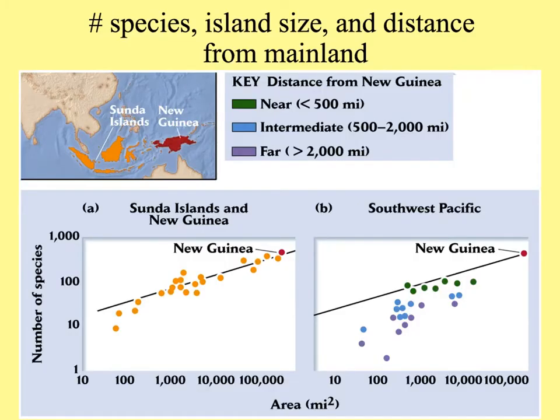So in this figure, we see data of islands, the Sunda Islands, in relationship to New Guinea, the largest mainland island nation. On the bottom axis, x-axis, is area in square miles, and then these islands are coded as to their distance. The closest are green, intermediate blue, and the farthest are purple. And you can see that the farther tend to have fewer species.